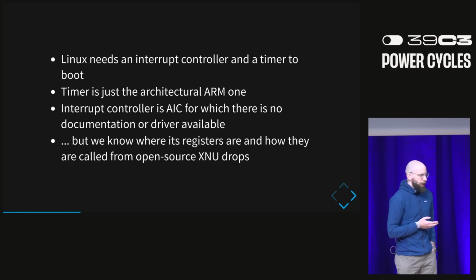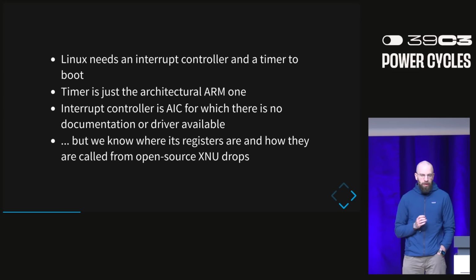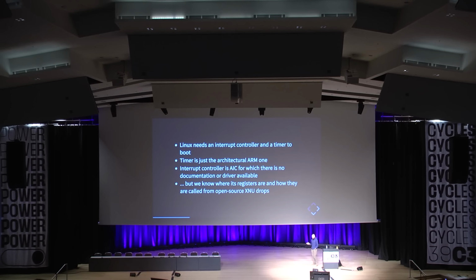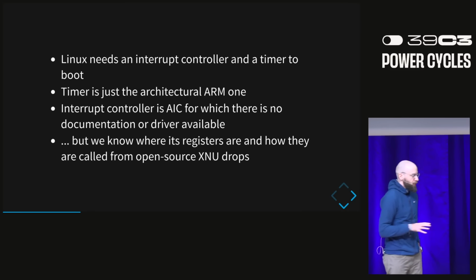The timer is just the normal ARM one, so nothing needed to change there. But the interrupt controller is already the first custom device that Apple built, and this is called the Apple Interrupt Controller, AIC for short. There's no documentation. Apple will never provide documentation, of course. There's also no driver available. But we know where this lives in memory. And we also know how the registers from this controller are called from macOS and m1n1 traces.